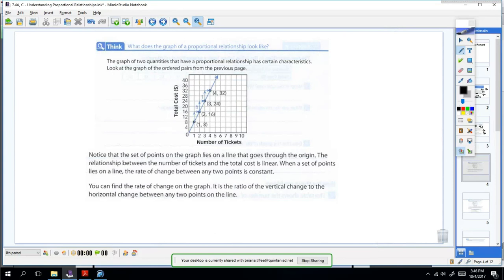It says that the graph of two quantities that have a proportional relationship has certain characteristics. Look at the graph of the ordered pairs from the previous page. Okay, so this is the graph. Notice that the set of points on the graph lies on a line that goes through the origin. The relationship between the number of tickets and the total cost is linear. When a set of points lies on a line, the rate of change between any two points is constant.